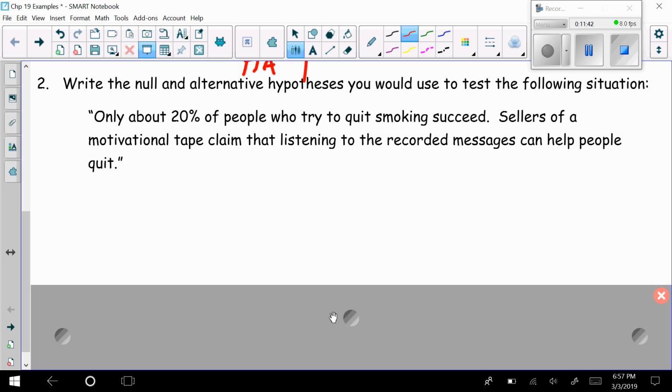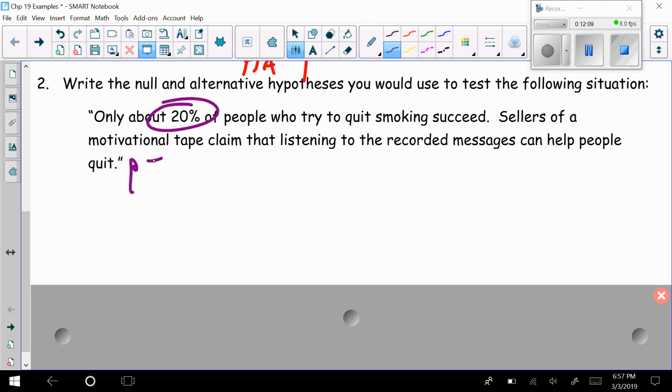Okay, now that you've had a chance to try that one out on your own, maybe I'll read it again here. Write the null hypothesis and alternative. It sounds like the same thing there. Only about 20% of people who try to quit smoking succeed. Sellers of a motivational tape claim that listening to the recorded messages can help people quit. Again, this 20% really pops out to me. We're trying to get people to stop smoking.